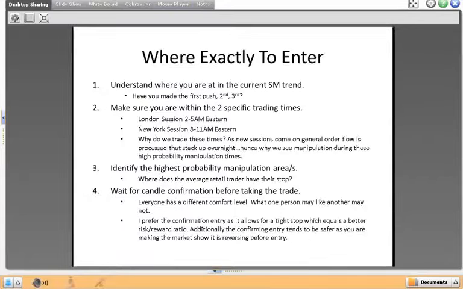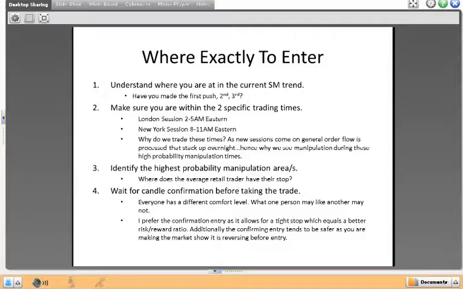Okay, where to enter exactly? And this was the big question that we had. Let the slider catch up here. All right, so this is the big question that we had, and the big question that was repeated over and over. So I wanted to spend a bit more time on this.